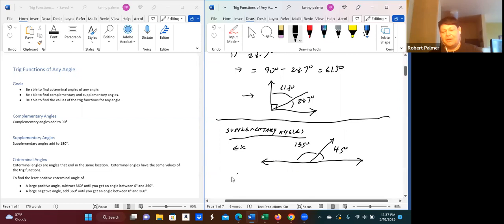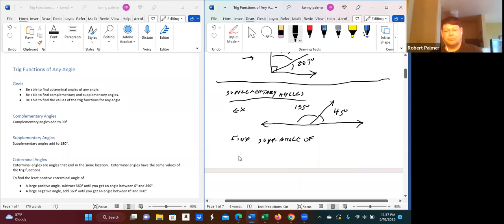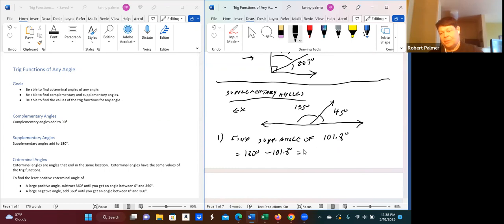So then if we want to find the supplementary angle of, let's just do a quick example, 101.8 degrees, that's simply going to be 180 minus 101.8 degrees. Just do that with your calculator. 180 minus 101.8 is going to be equal to 78.2 degrees.